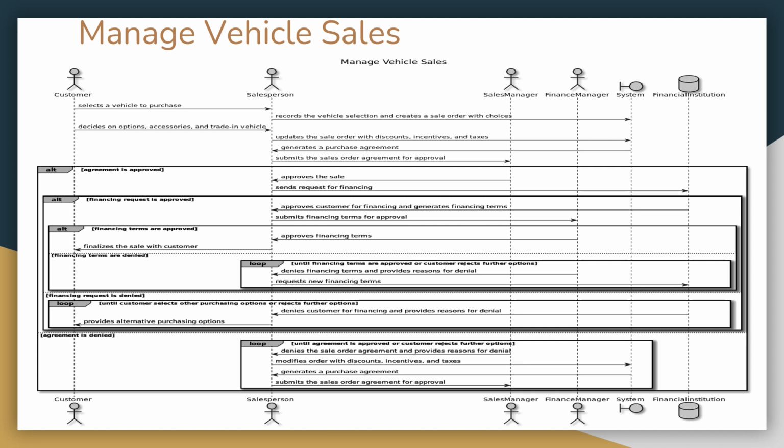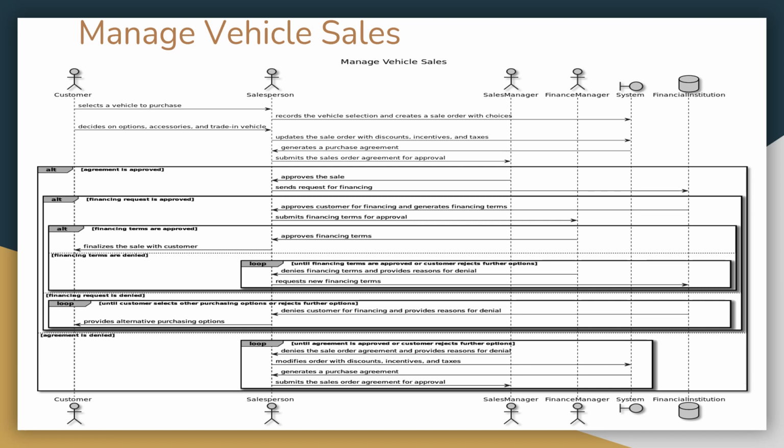Now let me walk you through the main steps of the vehicle sales process as shown in the diagram. First, the customer selects a vehicle to purchase and informs the salesperson. Next, the salesperson records the vehicle selection and creates a sales order with the choice in the system. Then the customer decides on options, accessories, and trade-in vehicle and informs the salesperson.